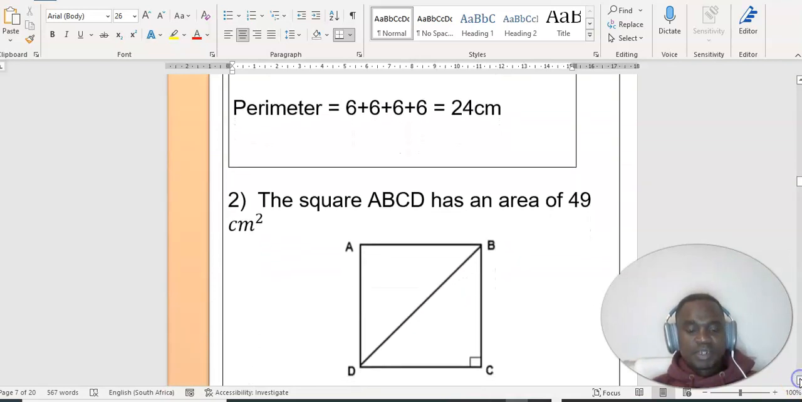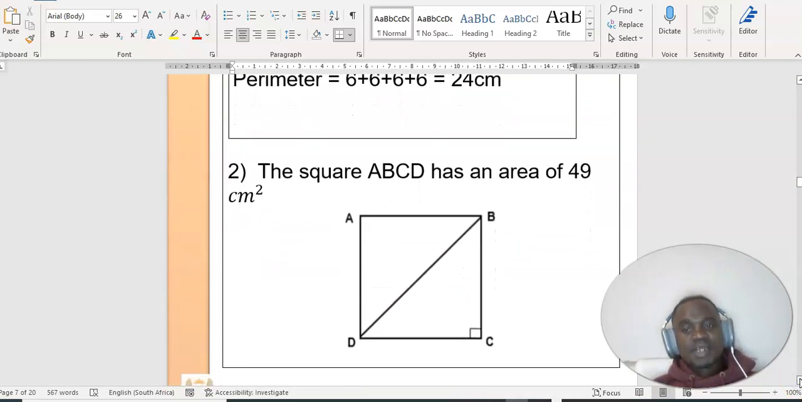Let's look at the next question. I know this one is a little bit challenging. One learner asked me, hey sir, how do we do this? Okay, we are going to do it this time.